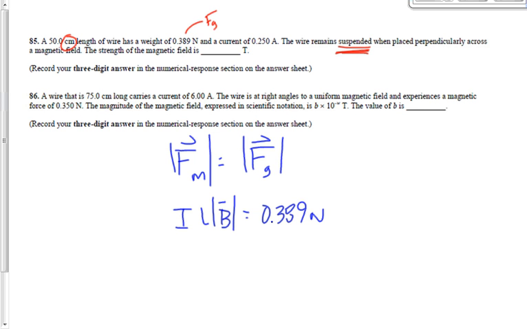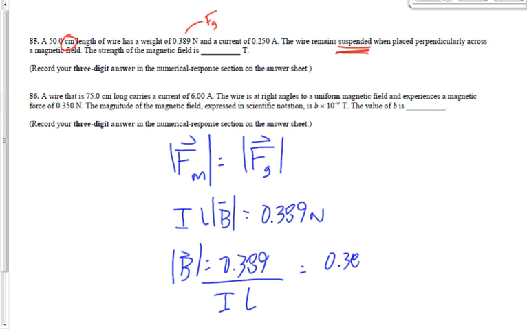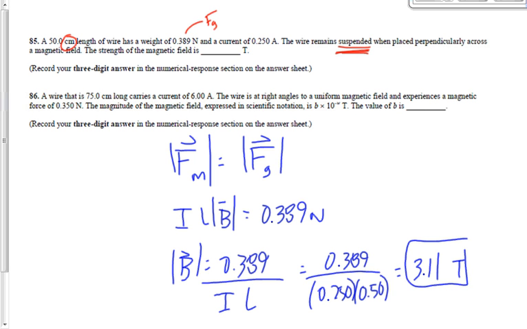A little bit easier than question number 2 that we just went over, right? Because we've already got the value. Save ourselves one calculation there. We're looking at the magnetic field strength, so B is equal to 0.389 divided by I times L. So 0.389 divided by I, which is 0.250, times 0.50. And what do we get when we do the math on that one? 3.11. So we'd express that as just 3.11, 3 digits. Always look here, right? They always tell you how many digits. So if you're ever unsure, they always tell you how many digits you're going to fill in.